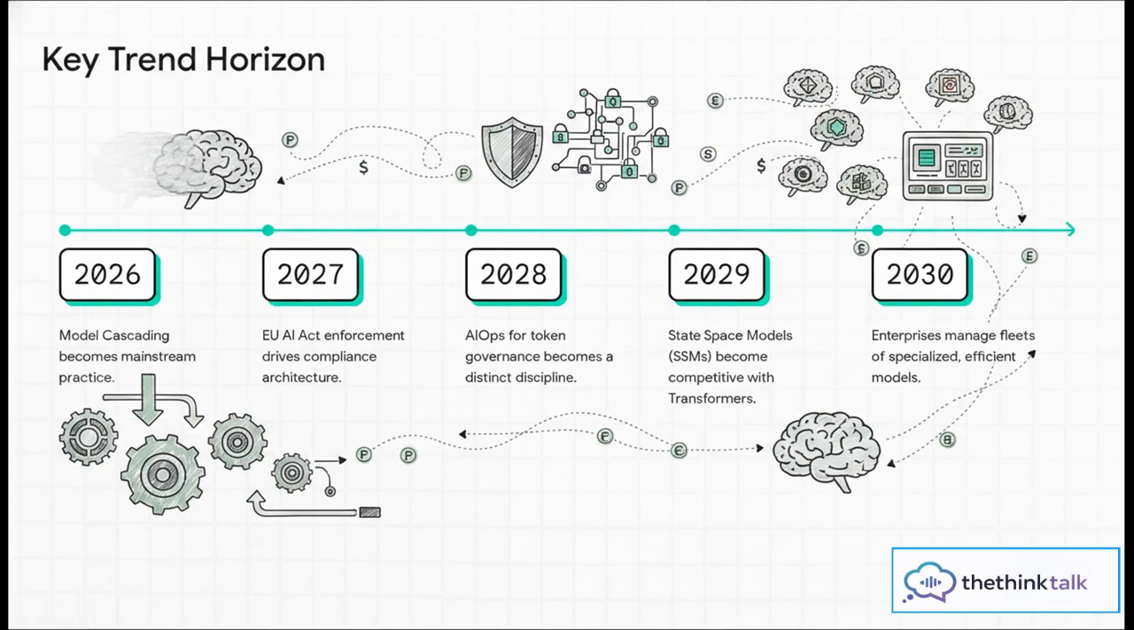As we look ahead, we can expect some pretty big shifts. Model cascading is going to become standard practice. New regulations like the big EU AI Act are going to seriously shape how we build and deploy AI. And by the end of the decade, we're probably going to see a big shift away from this one model to rule them all approach. Instead, companies will be using whole fleets of smaller, specialized models for different jobs.